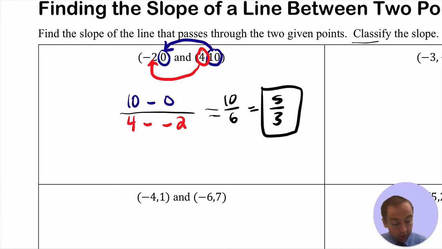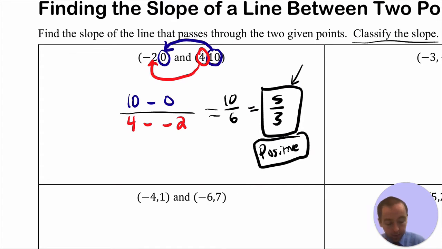And then also to classify the slope, it turns out that if you get a slope that is a positive number, then it's also going to be a positive slope. And so we do have a positive type of slope in that particular scenario.